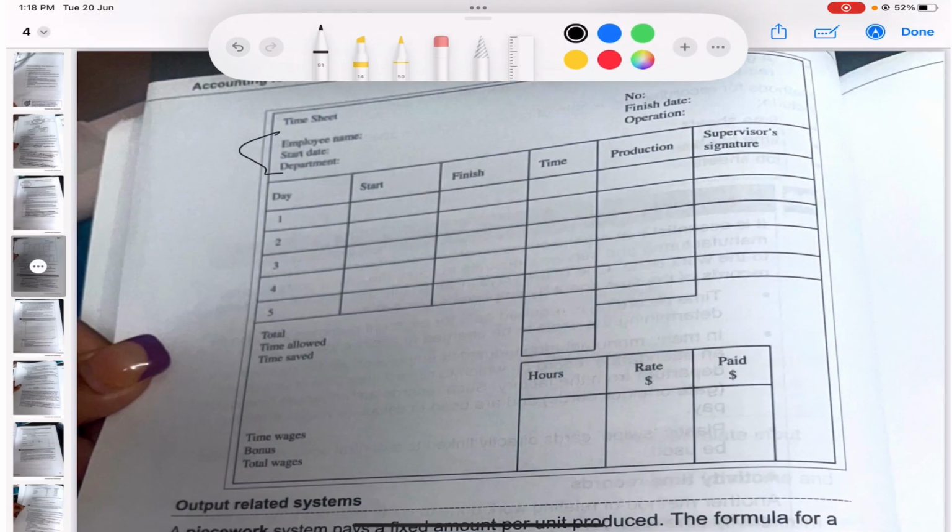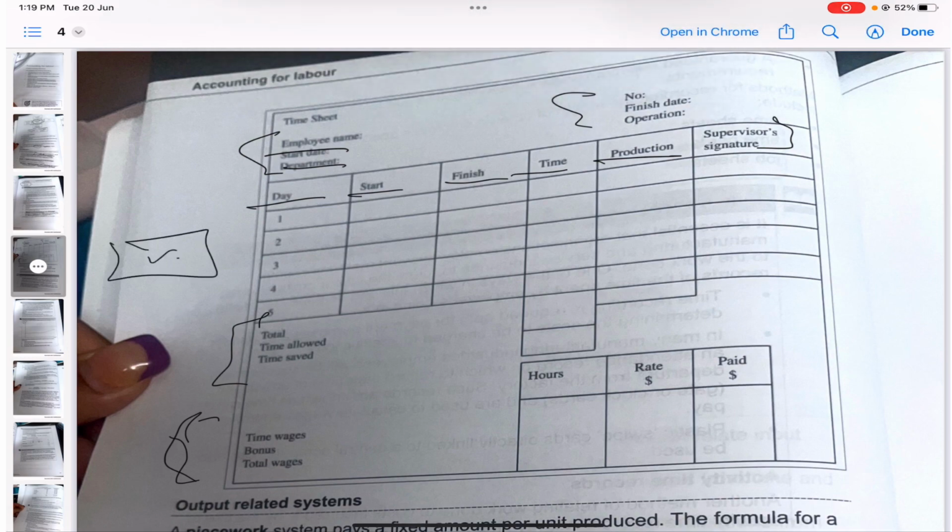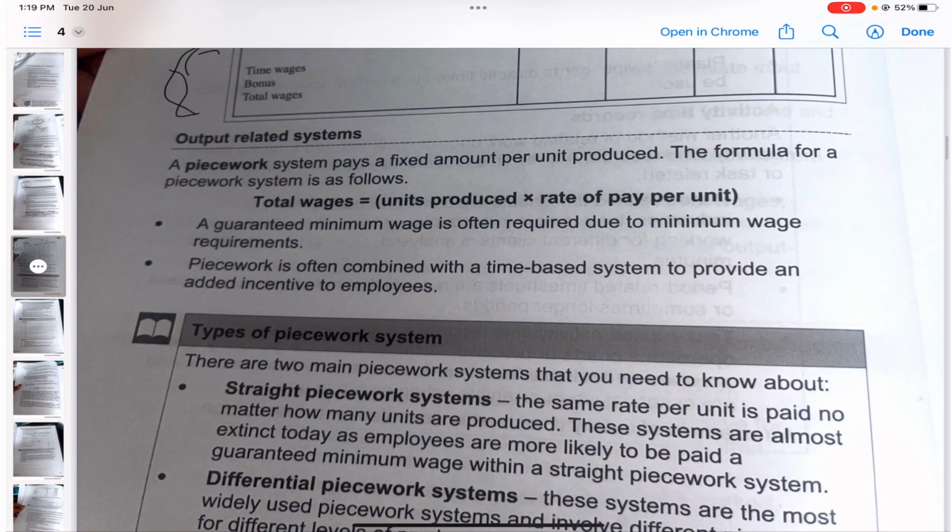You have the name of the employee, when did they start, which department they're in, day, start, finish, time, how much they have produced. This is the supervisor's signature, how much time they have saved. So using this time sheet, you are basically calculating the pay which they deserve. Okay, so that was my time related system. Now we move on to output related system.